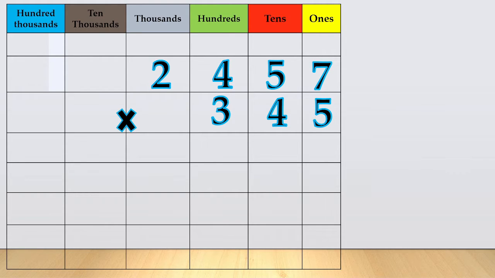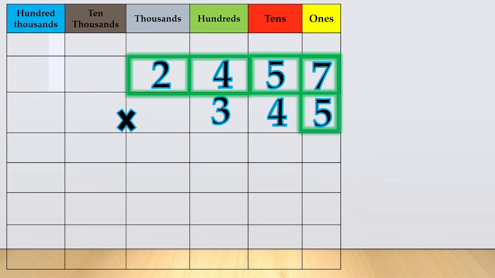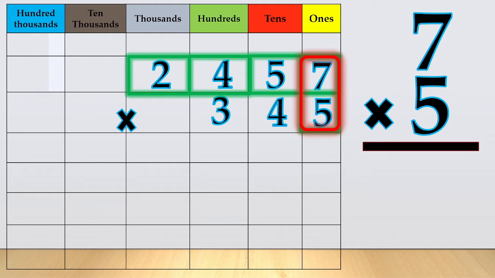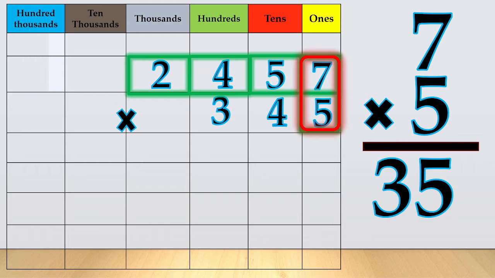Next, multiply 2,457 by 5 ones. Let's start with 7 times 5. 7 times 5 equals 35. So we need to regroup. 3 will be carried over in the tens place column above 5 and 5 under the ones column.